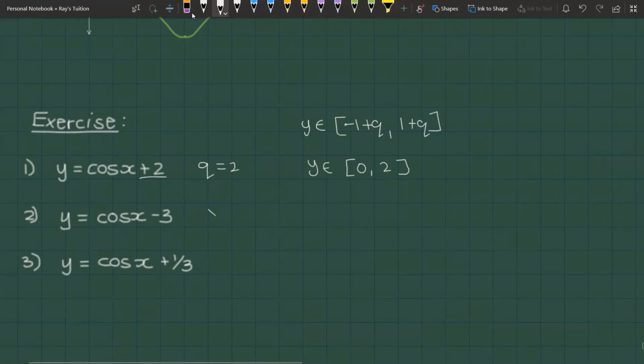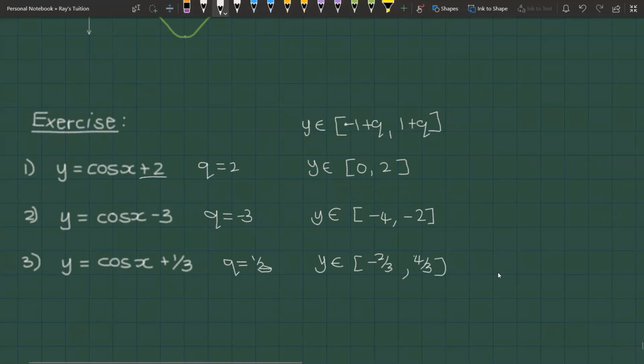In the second case, our q is -3, so everything has been shifted 3 units down. So our range is y is an element of -1 minus 3, which is -4, to 1 minus 3, which is -2. In the last case, our q value is a third, and our range is y is an element of -2/3 to 4/3, so 1 1/3.